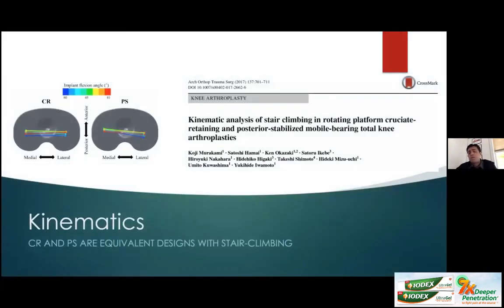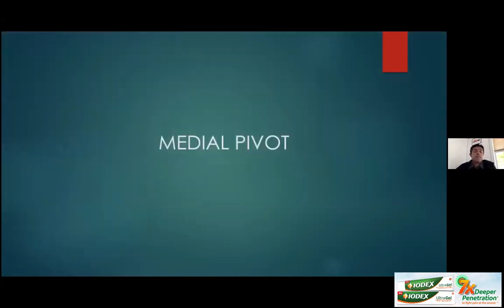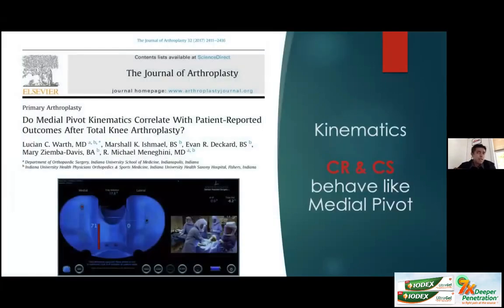How about using a cruciate retaining versus a posterior stabilized design? There seems to be no difference when it comes to kinematics. They seem to be equally preserved if you're using a rotating platform design, CR or PS, with stair climbing. So there is some functional advantage to that kind of design. Look at the medial pivot. So the medial pivot, again, medially, it's tight. Laterally, it is loose.